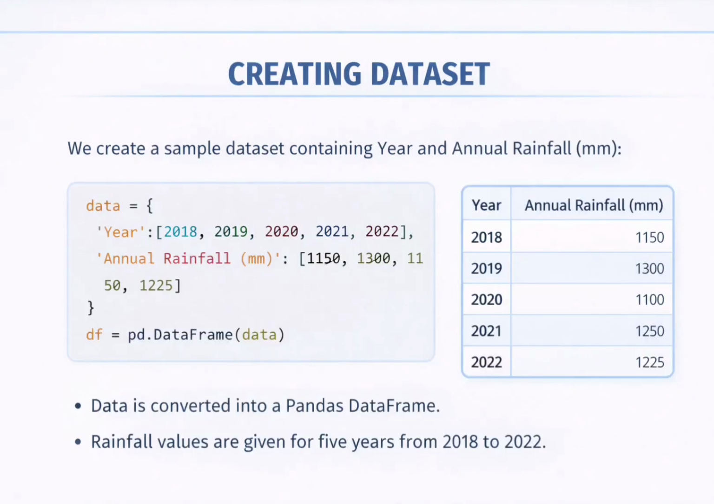Slide shows how we create a sample dataset for our project. We define the data with two columns, year and annual rainfall in millimeters. The dataset contains rainfall values from 2018 to 2022. Finally, we convert this data into a pandas data frame so that it can be easily analyzed and visualized.